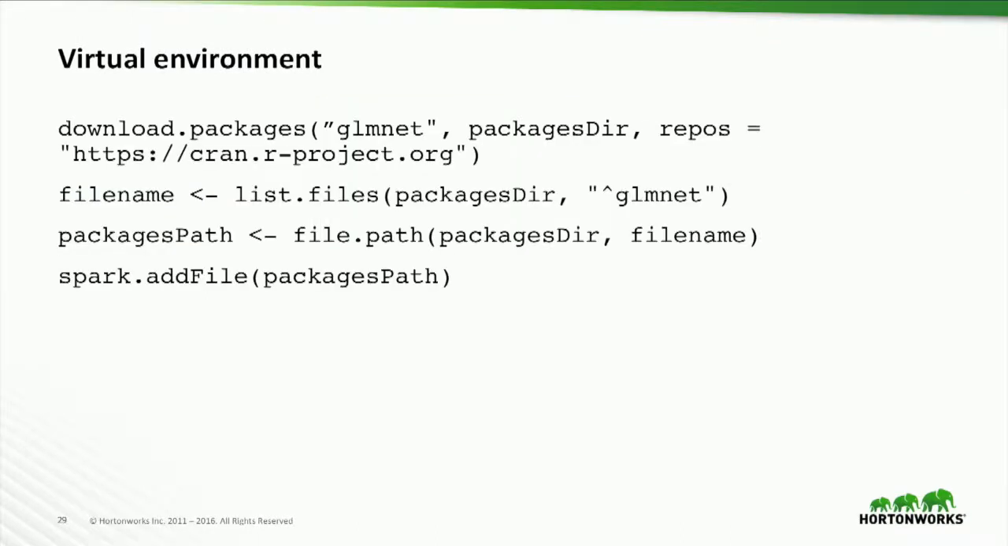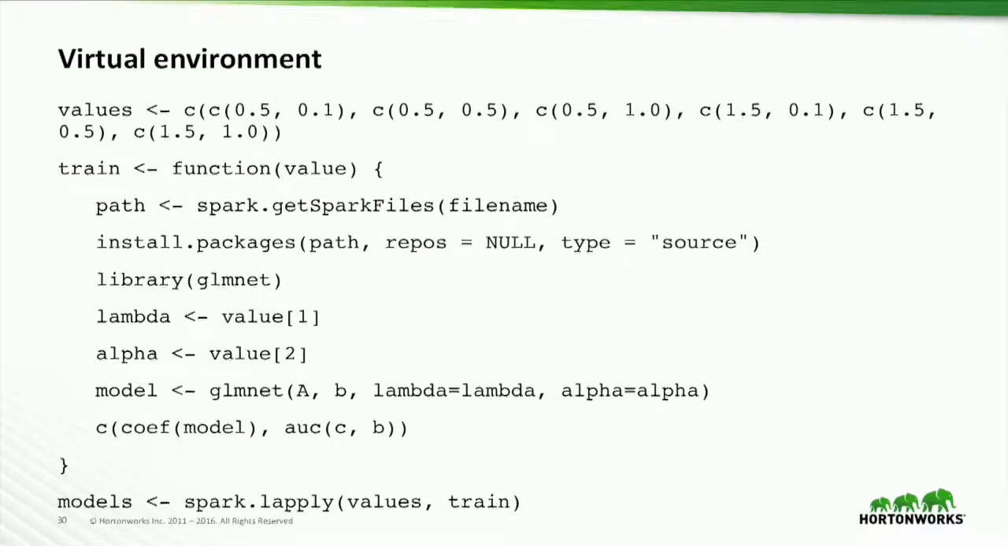Let's see a very simple example. First, we will download the package, and then we will add the package to the Spark distributed environment, since Spark has a distributed cache. And we can see this is the updated example compared with the original one. You can see we add a line of code at the start of the function.